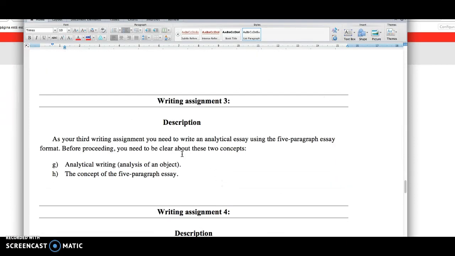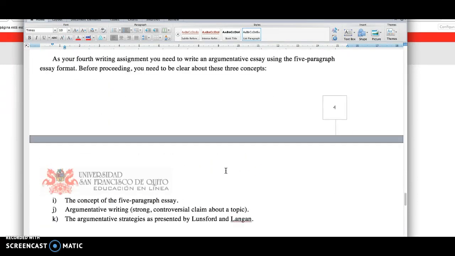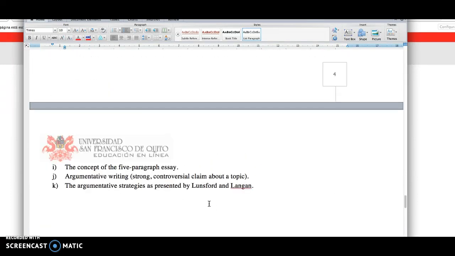Writing assignment 3, analytical writing. Writing assignment 4 is argumentative writing. You have to write an argumentative essay, an analytical essay, and you have to write an expository essay. So the second one is expository, the third one is analytical, and the fourth argumentative.